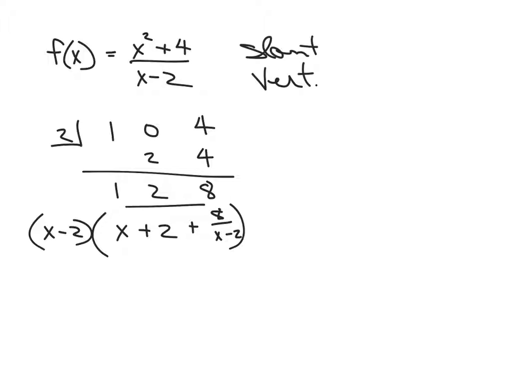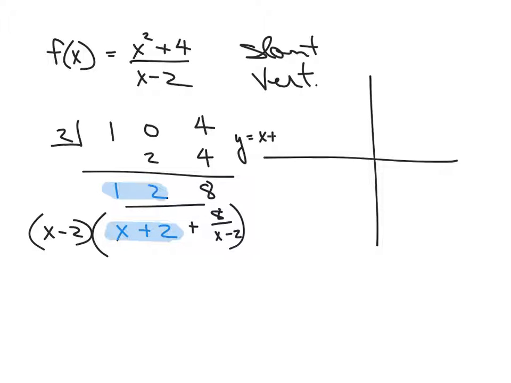So our slant asymptote is this right here. That's our answer here, minus the remainder. So let's go ahead and draw that. And so y equals x plus 2, meaning I'm crossing my y-axis, my y-intercept is at 2, and my slope is 1, so I go up 1 over 1. So my slant asymptote is going to look like that.